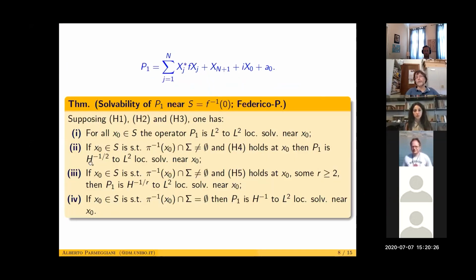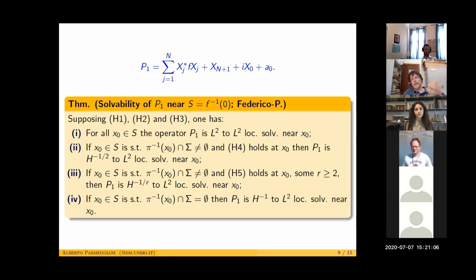Then we have this result. We have solvability from H minus 1/2 to L2. This means that for the source term in H minus 1/2, you may find a distribution in L2, equal to P, such that P1 U is equal to V near x naught. And then, more in general, we have the condition H5, the Hörmander condition at step bigger than 3, say, because R equals 2 is this point over here. Well, we have solvability from H minus 1/R to L2, okay?